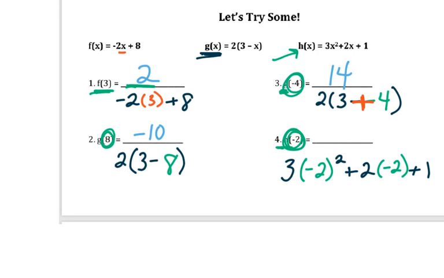Then I clean this up. Negative 2 squared is 4. 4 times 3 is 12. 12 minus 4 plus 1 gives me the number 9.